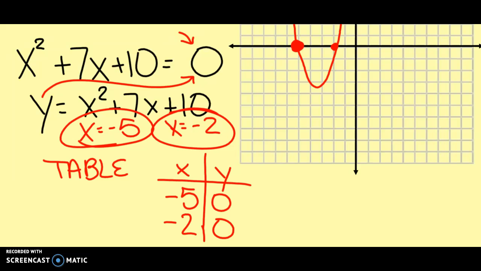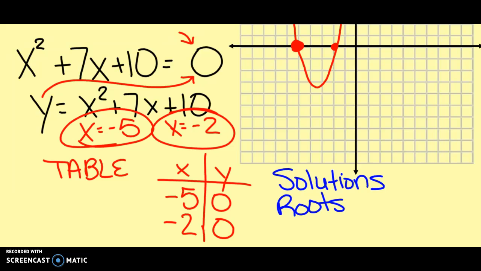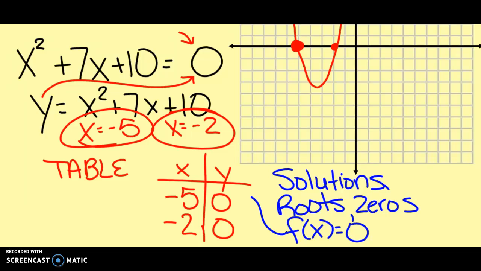There are also some other synonyms for that. They're called solutions, roots, zeros. Zeros can also be kind of weird. They can say where f of x is equal to 0. Basically, wherever y is equal to 0, that's what they want to know. All right, let's move on.